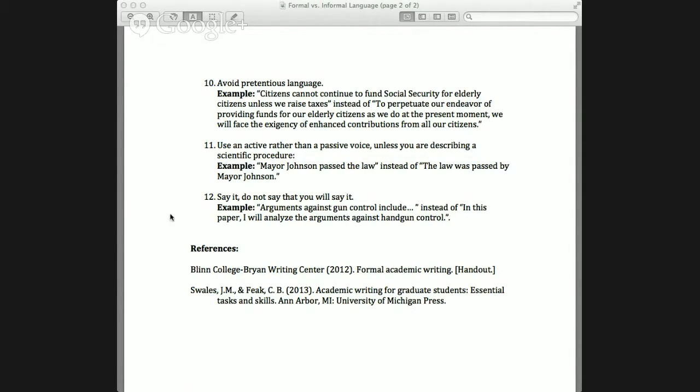Really, that's just convoluted and hard to understand. A better way to say it would be: citizens cannot continue to fund Social Security for elderly citizens unless we raise taxes. It's to the point. Really, you do want your reader to understand what you're saying. So better to just say it outright.